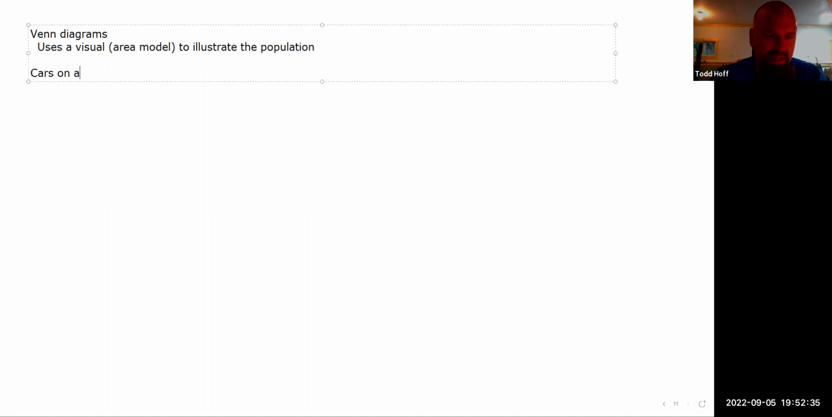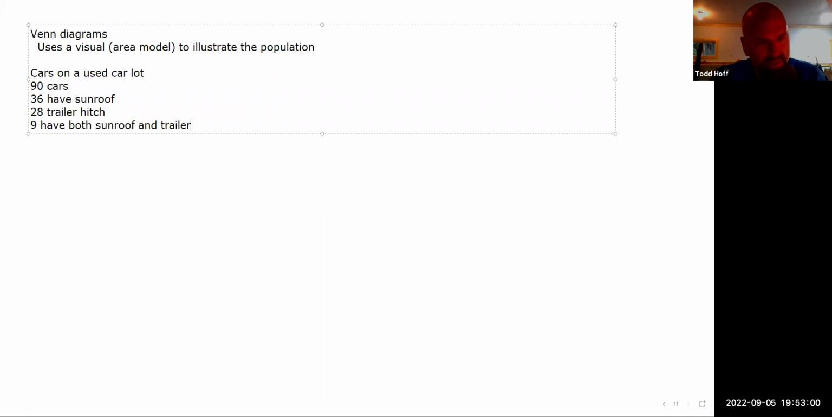So let's look at cars on a used car lot. Let's say that we have 90 cars. 36 have a sunroof. 28 have a trailer hitch. 9 have both a sunroof and a trailer hitch. So the question is, how many have neither a sunroof nor a trailer hitch?